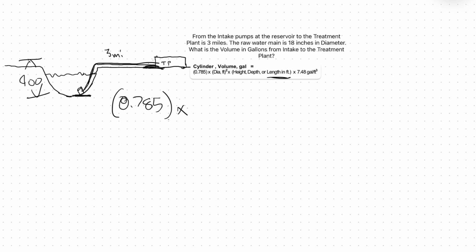For the formula, it has it in feet, so we're going to need to convert this to feet. Luckily here, 18 inches is simple. There's 12 inches in a foot. 18 inches is a foot and a half. So we're going to have 1.5 feet squared times our length. So we have 3 miles.